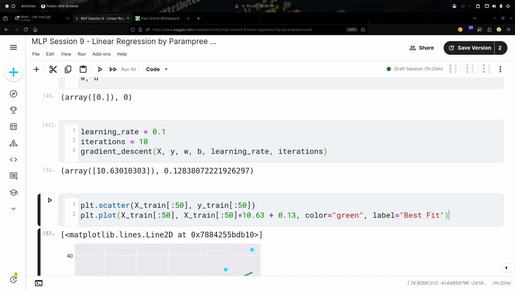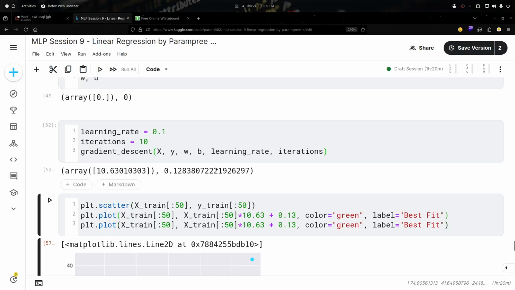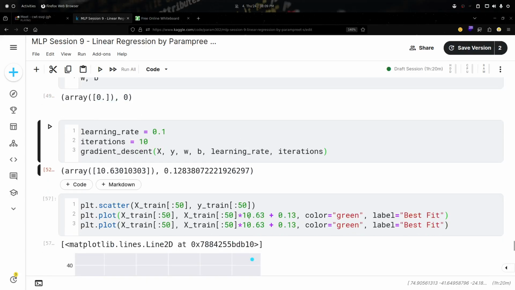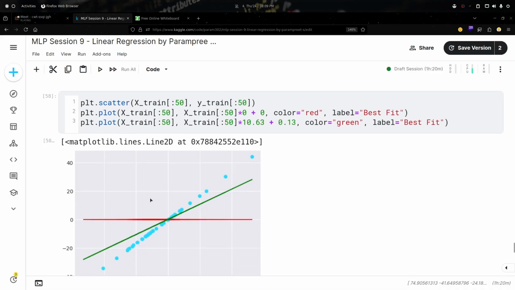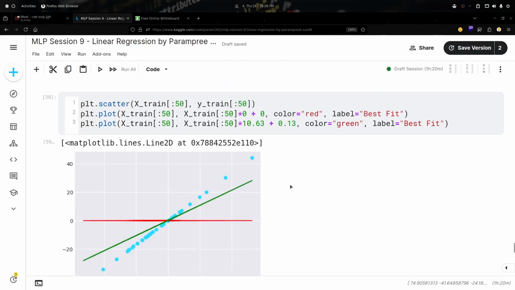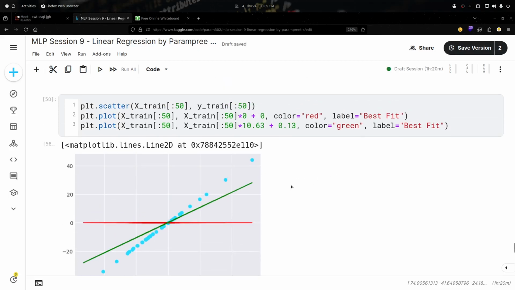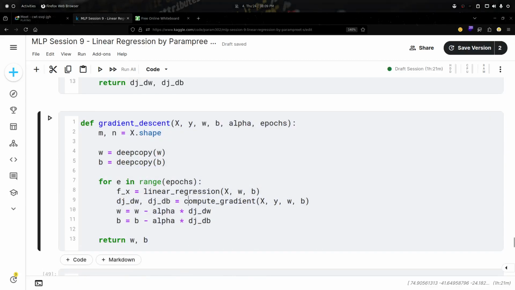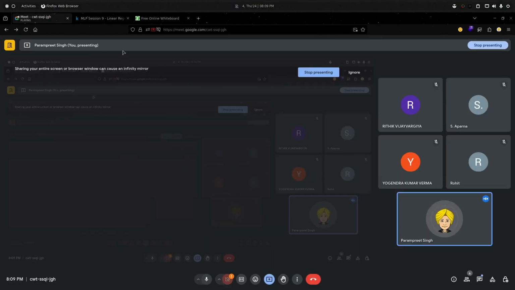Also let's plot another line which is by the initial weights. So initially we have weights 0, right? So if I just write 0 and 0 here, and let me use red, you can see earlier we had this red line, but now we have this green line. So this is how it is calculating the best values for w and b. This is the complete working of linear regression.